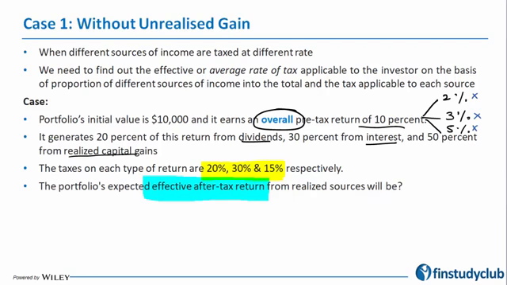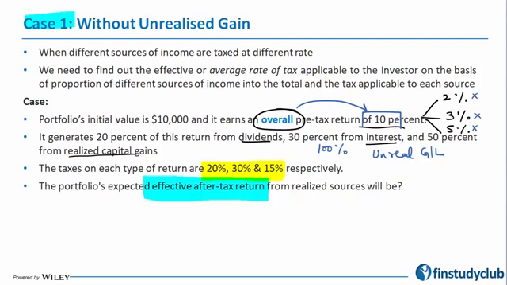Now, I want you to note a point very carefully, that your total percentage of this 10% of the overall return comprises 20 plus 30 plus 50. That means 100% of the ingredients are given, which means that there is no unrealized gain or loss that you have, and that's what comprises case 1 for me.